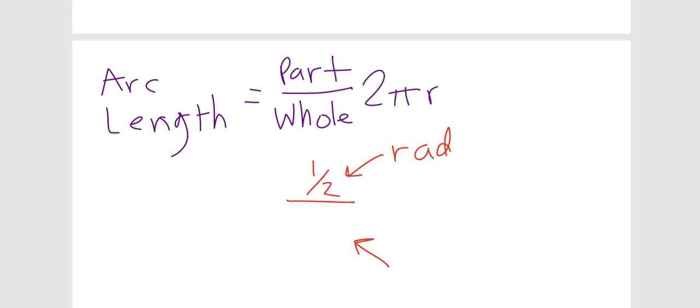Yes, you need to talk to people. It's important. 2 pi or 360. What should go in the bottom of that fraction?